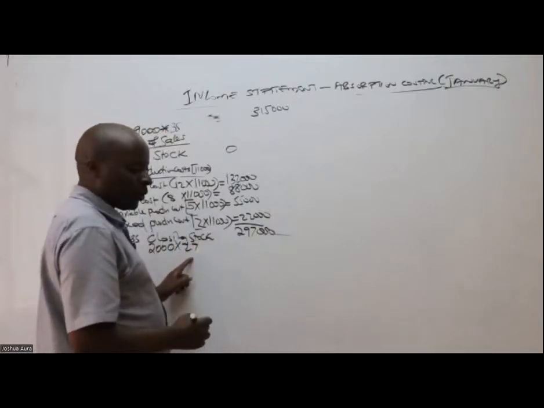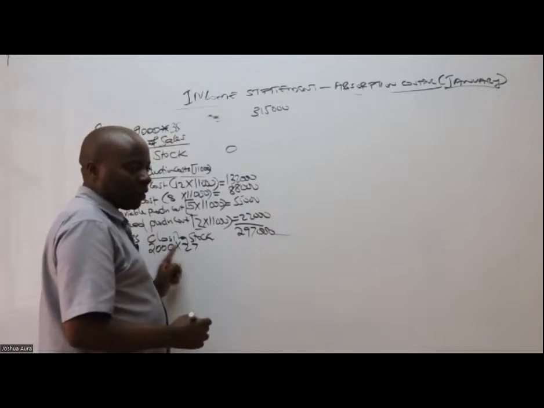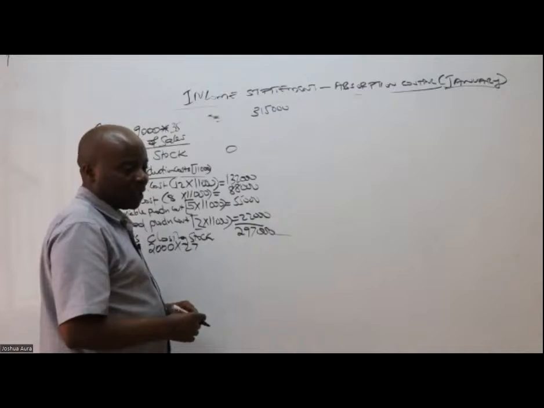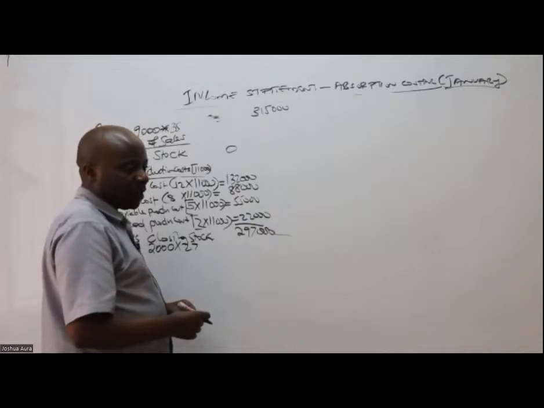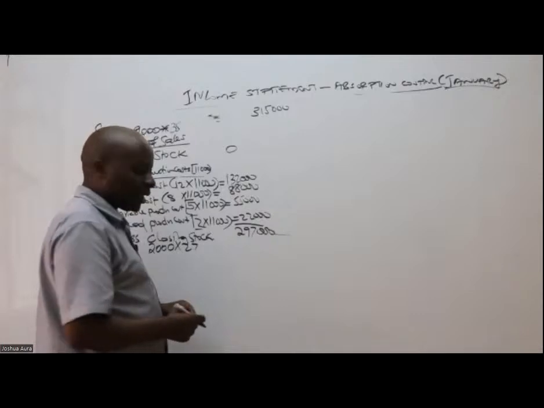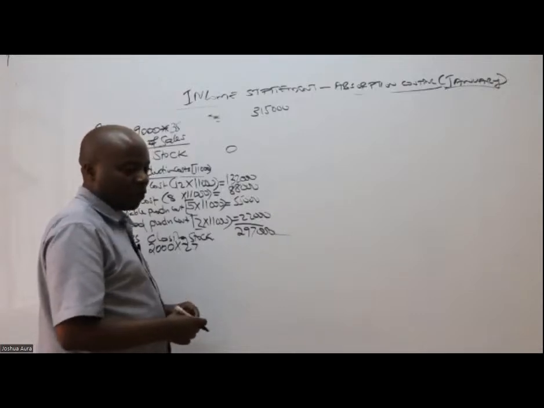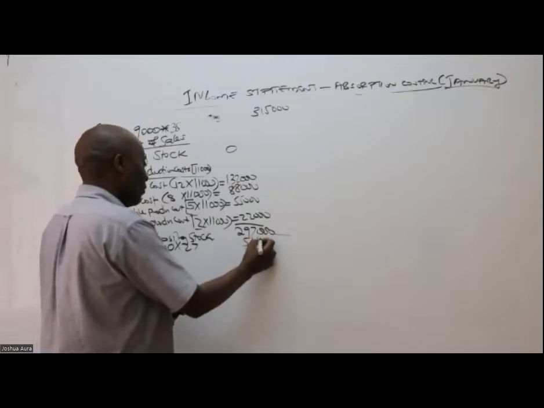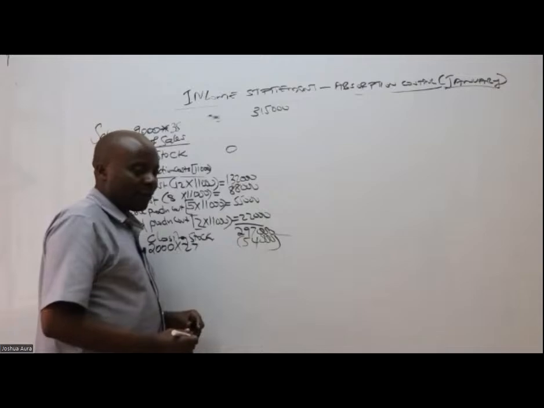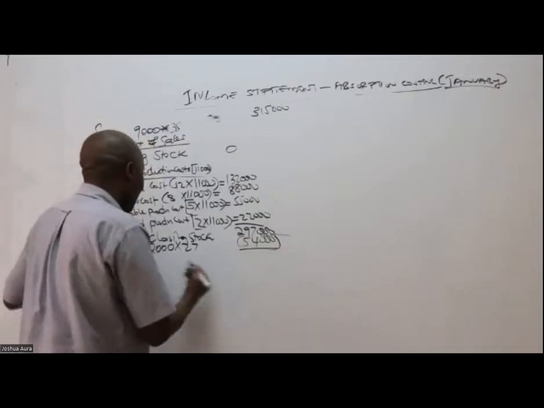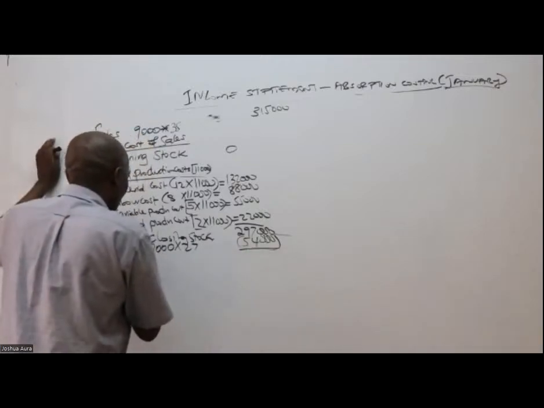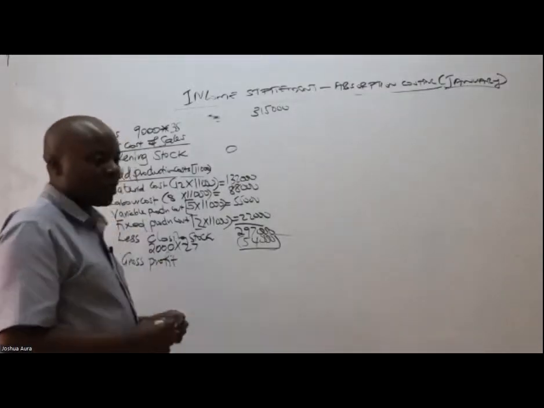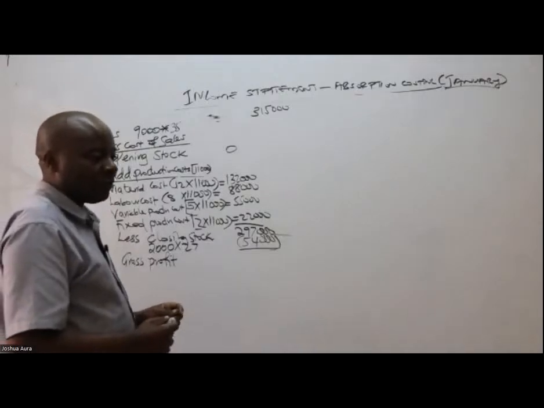So what is 2,000 times 27? I'm really depending on you for correct figures. Is there somebody who is able to see 54,000? Thank you so much. So please subtract there to give us what we call the gross profit.